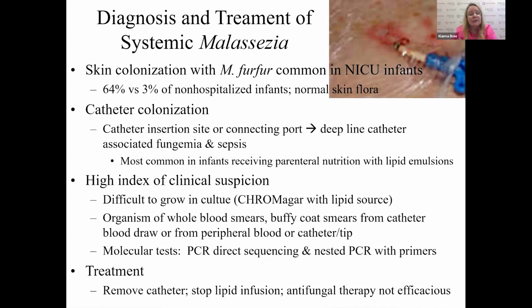So you do have to have a high index of clinical suspicion. This is difficult to grow in culture. You can see it in whole blood smears. You can do molecular tests for it. And again, you have to have a really high index of suspicion for this.